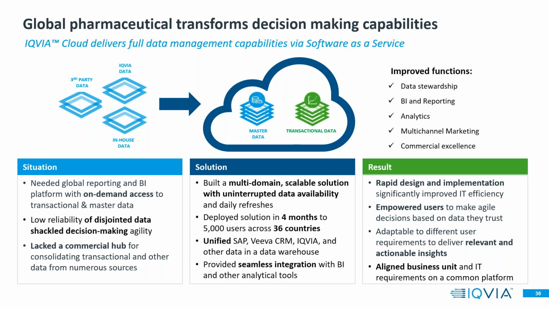Another point to note is that we also leveraged both IQVIA's local resources, which are across the world, as well as the global resources during the pilot, as well as the phased implementation. In terms of the results, now end users can easily access information from multiple sources and trust that it is accurate and current, and it enables agile decision making.